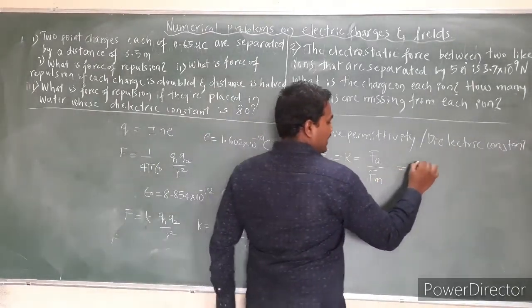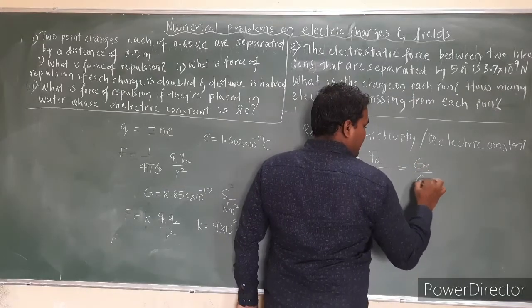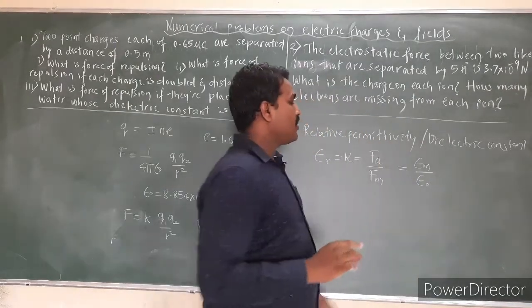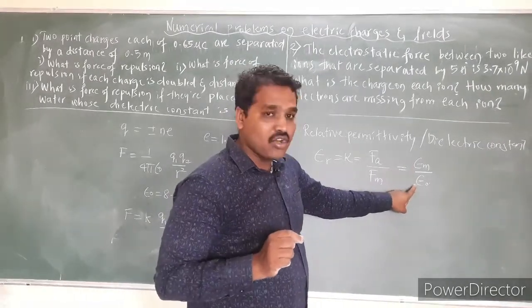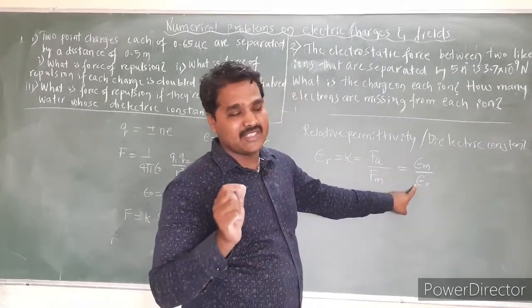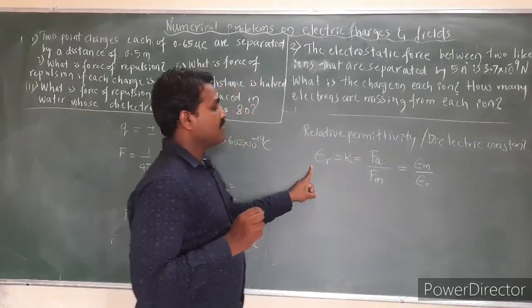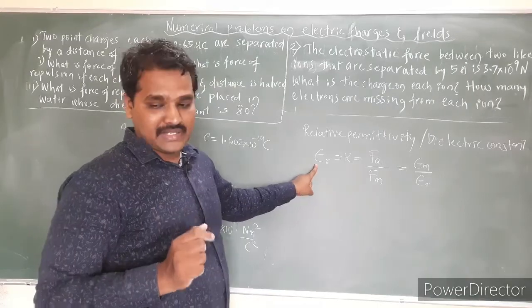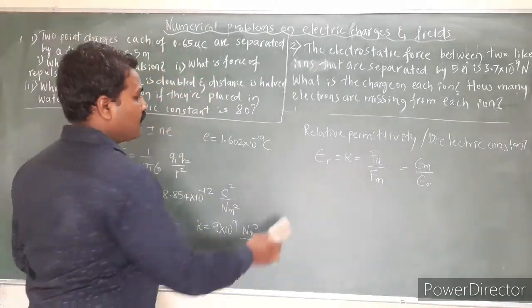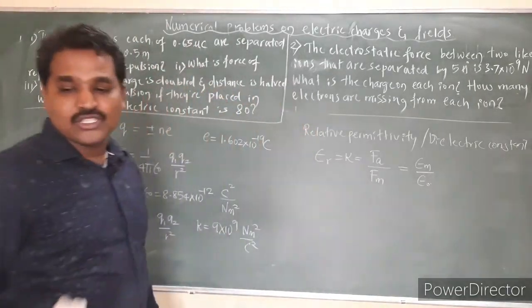This can also be written as epsilon m divided by epsilon naught, where epsilon m is the permittivity of the given medium, and epsilon naught is the permittivity of free space. So this is the definition of dielectric constant or relative permittivity. Next we have the principle of superposition.